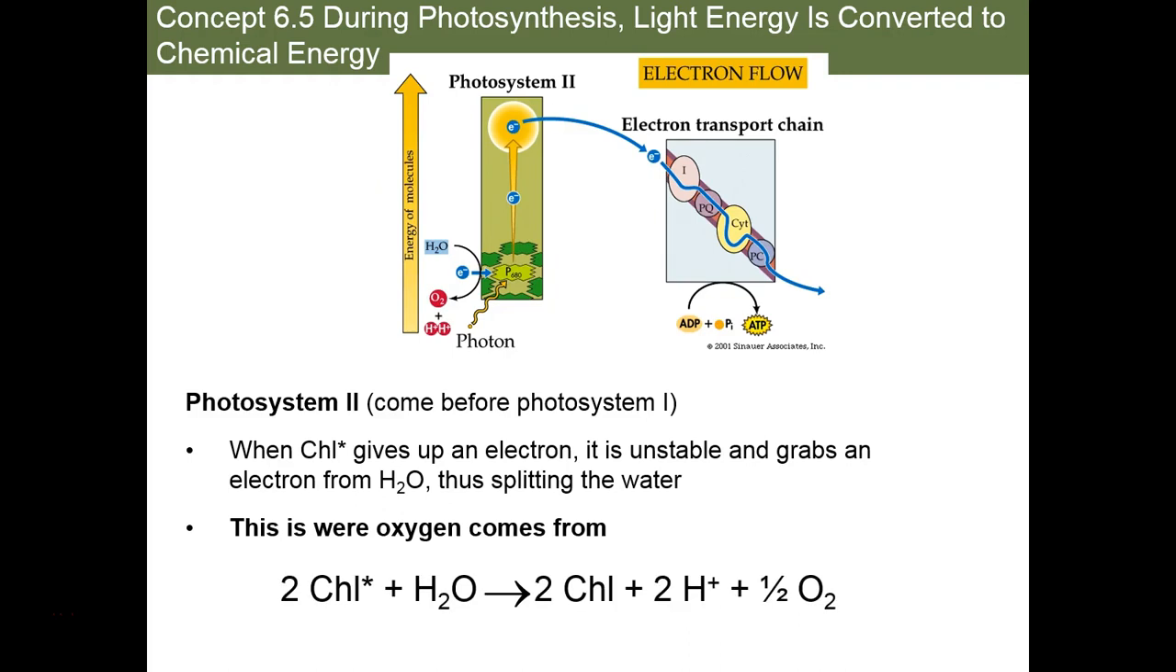In photosystem 2, when the excited chlorophyll gives up an electron, it becomes unstable and grabs an electron from water to replace it, thus splitting water into oxygen. This is the reason we can breathe, because photosystem 2 needs an electron from water. Because of this splitting of water in photosystem 2, we get oxygen. So please be sure to thank a plant today.